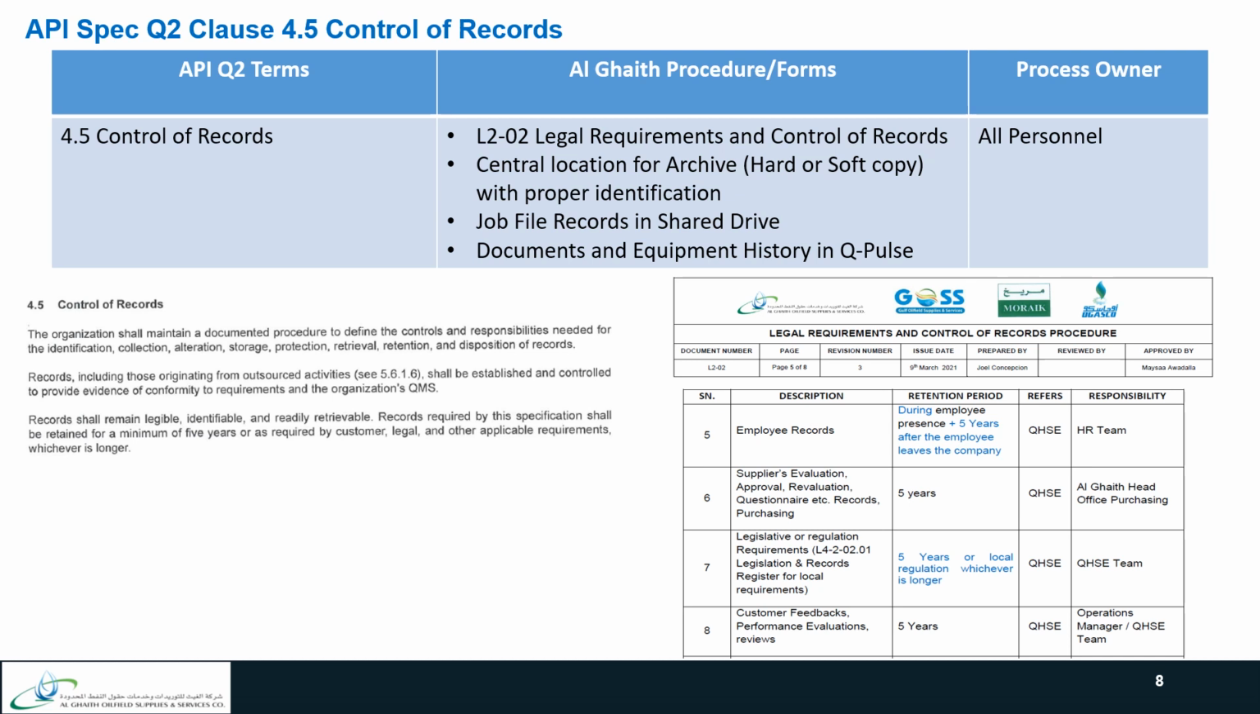Once all documents are filled and completed, this becomes a record. Procedure L202 Legal Requirements and Control of Records details the retention requirement per document record type as shown. Examples of records are: job file records uploaded in shared drive, documents and equipment history in QPulse.